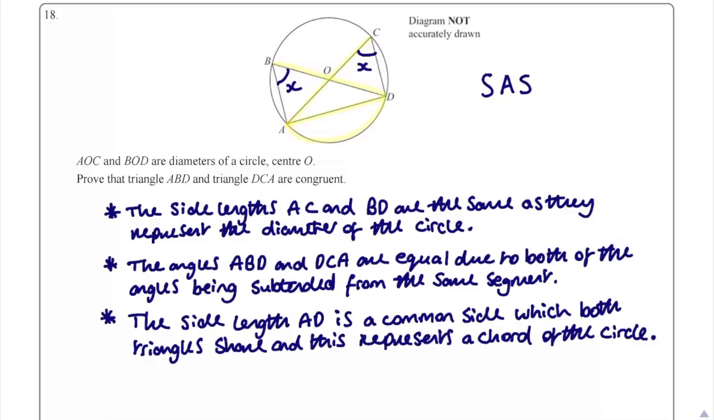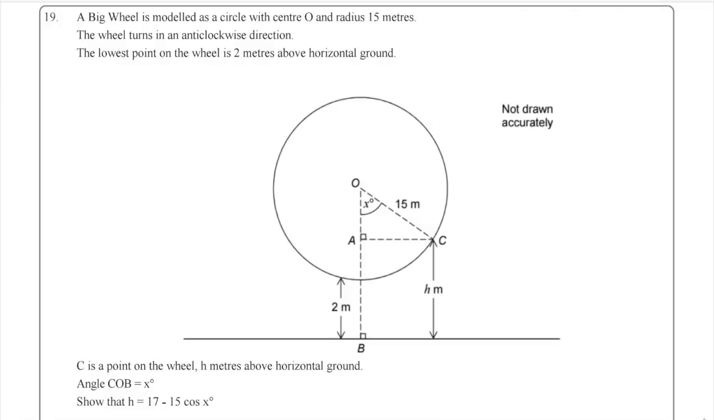So that's question 18. Question 19 says a big wheel is modelled as a circle with centre O and radius 15 metres. The wheel turns in an anti-clockwise direction. The lowest point on the wheel is 2 metres above horizontal ground. C is a point on the wheel, h metres above the ground. Angle COB equals x. Show that h equals 17 minus 15 cos x. Okay, so we've got to look at this diagram very carefully.